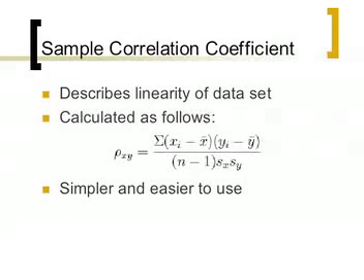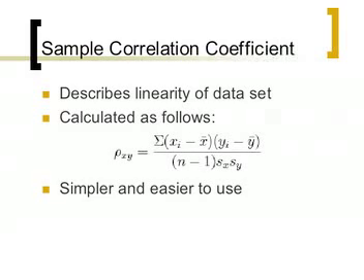A modified form of the expression for the correlation coefficient describes the linearity of the data sample. For n measurements of variables x and y, the sample correlation coefficient is calculated as follows, where x over bar and y over bar are the sample averages, and s sub x and s sub y are the sample's standard deviations. This correlation coefficient will take on values from -1 to 1 corresponding to the strength of linearity.